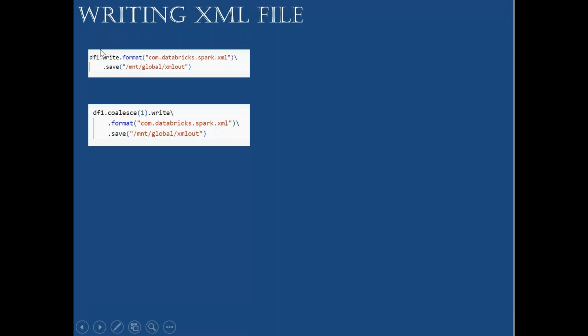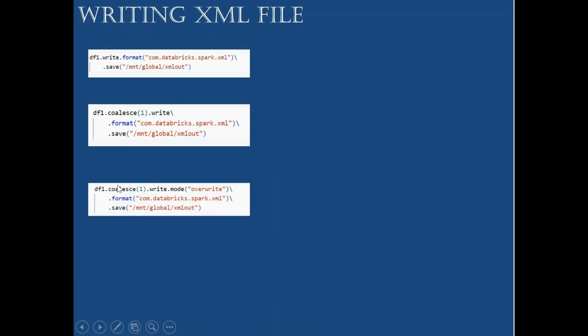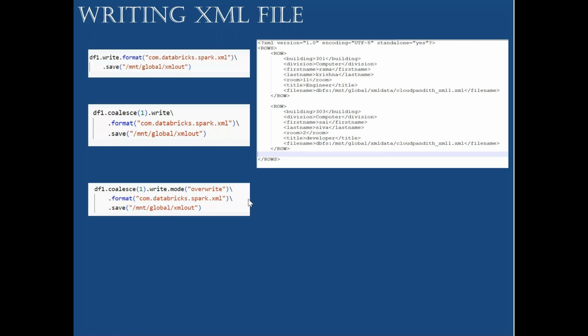But if you have multiple partitions and want to write into a single file, you can use coalesce(1). But if you have already written the data the first time and you try to reduce it to one partition and write the data, it will throw an error because data is already available. That's why I will be using coalesce(1). But as I have not used any tags, by default the data will look like this.